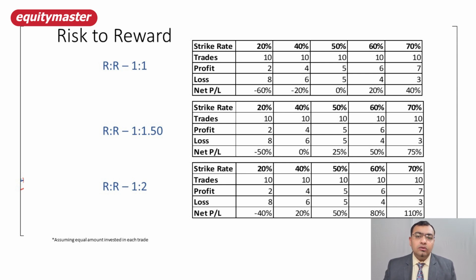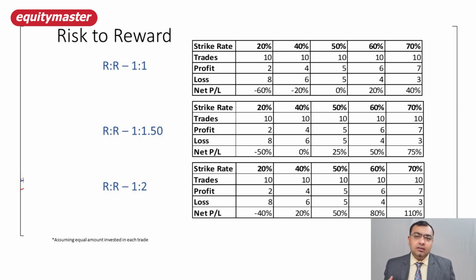Now look at the scenario where your trading system is 1:1.5, which means every profitable trade gives you 15% while a losing trade takes a loss of 10%. So 1.5% profit against a loss of 1%. Now this is very important. When you were doing 1:1, your 50% strike rate was no profit, no loss. In this case, your 40% strike rate is giving you no profit, no loss.